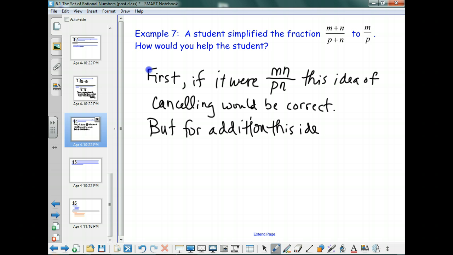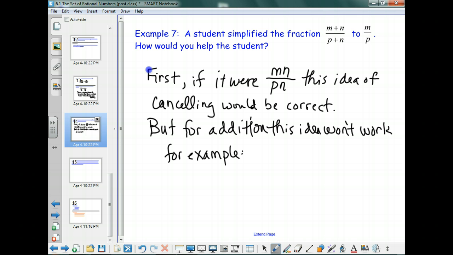All right, so then let's say, but for addition, this idea won't work. And then we're going to give an example. You have to be careful, because you could by accident create an example that does work. It can happen. So let's create an example. Most of them aren't going to work.